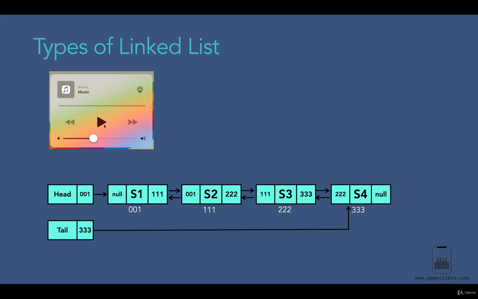So if we implement just a single linked list over here, we can only go to the next songs in this case. But by implementing a double linked list, we can go to the next song and the previous song. So if we create our double linked list like this, the first song will reference the second song, and in the second song we will have a reference to the first song and the third song. In the third song we will have a reference to the second song and the fourth song, and it will continue like this until we reach the last song.